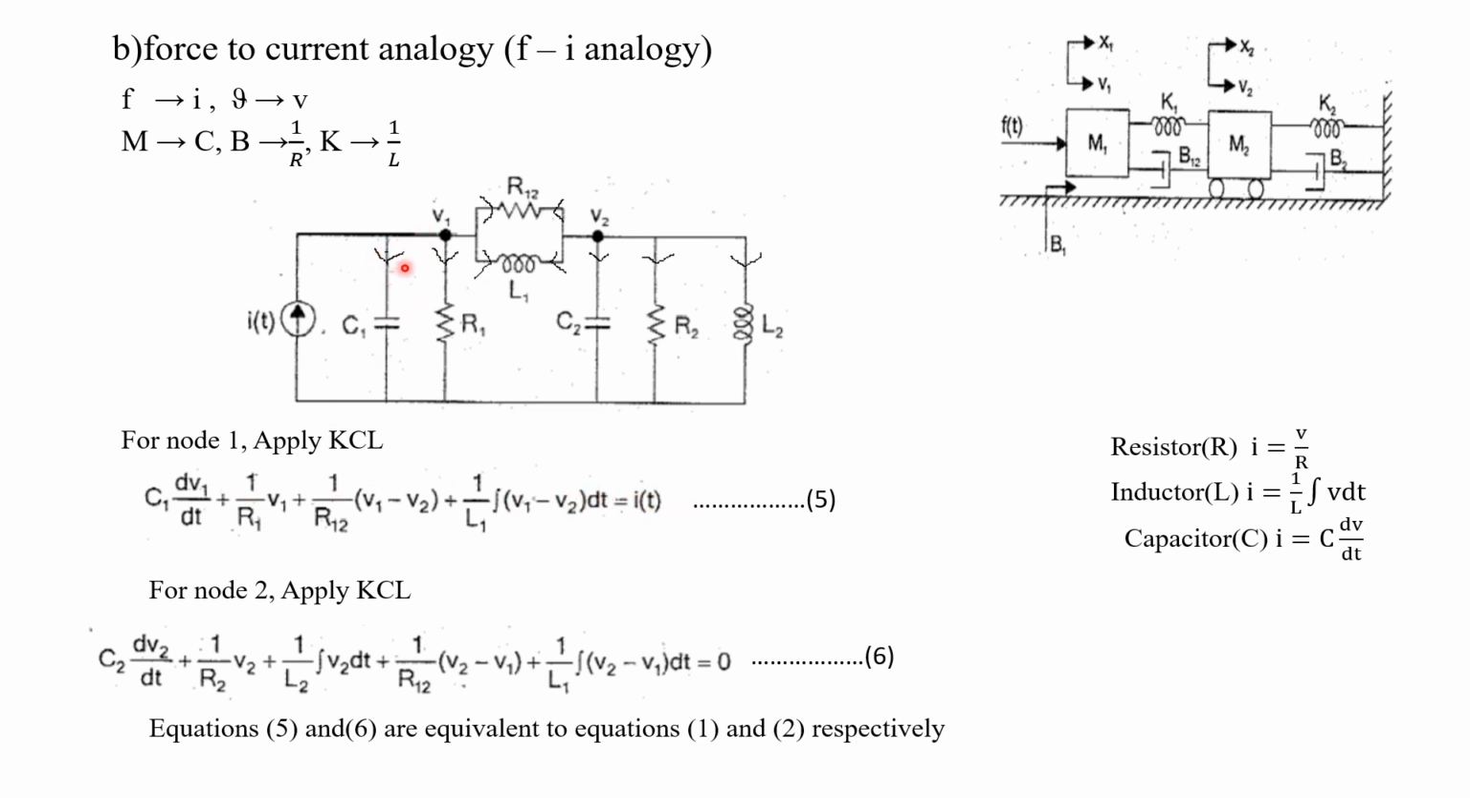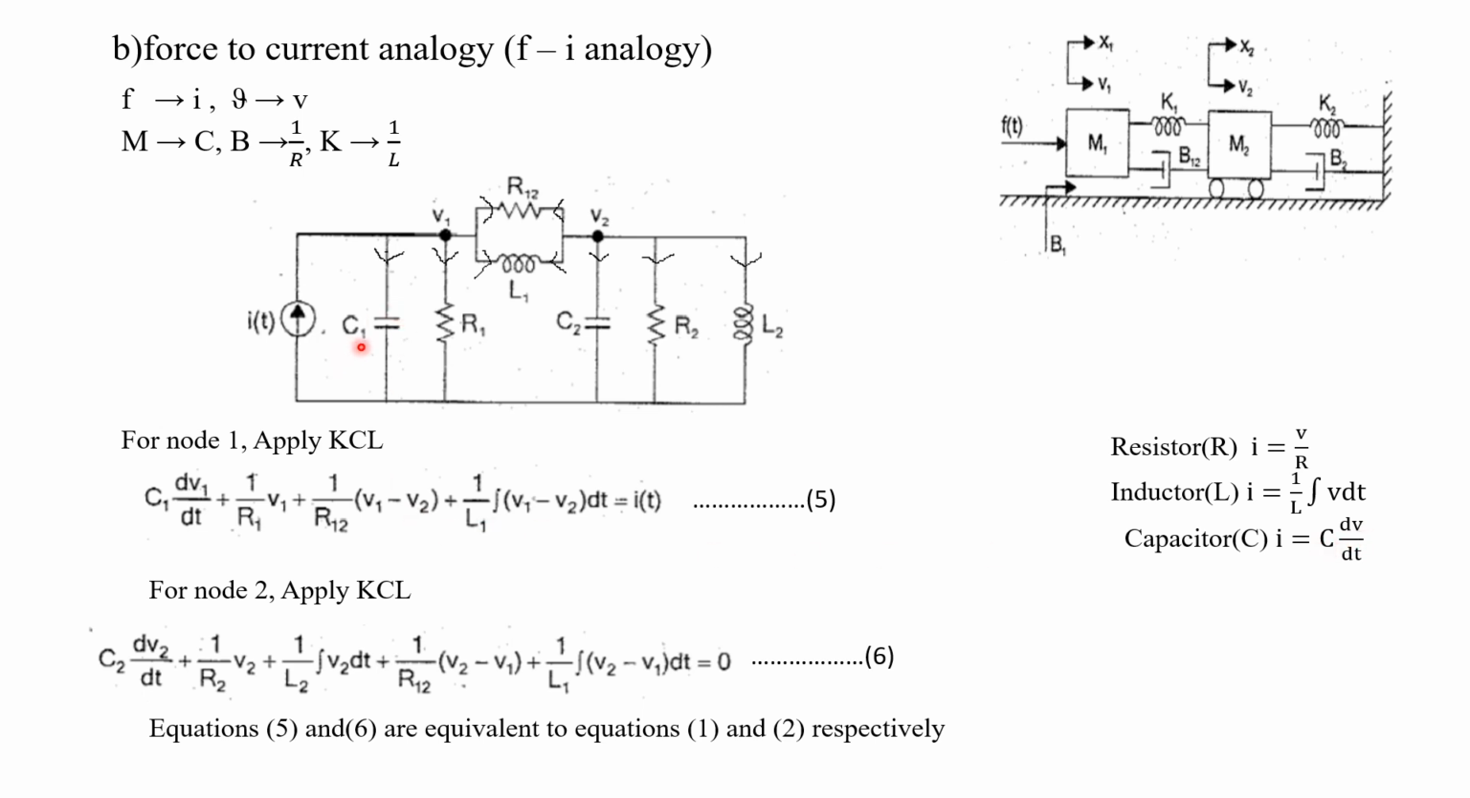First we can write the current flowing through the capacitor C1. Here I have given the formula for the current flowing through the capacitor: I is equal to C into dV by dt. This is the actual formula for the current through a capacitor. What is this V? V is the voltage drop across the capacitor.